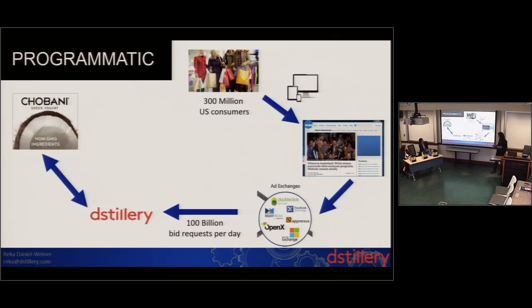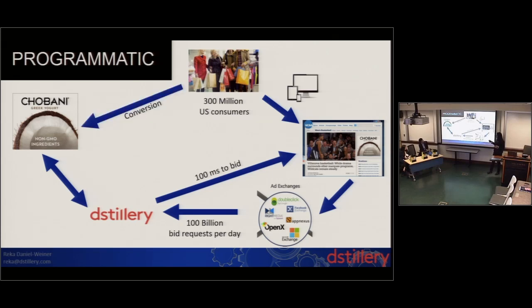So we are also in a relationship with a couple of different clients, in this example, Chobani. And Chobani has asked us to place their ads. So if we determine that this person, whoever went here, is a good candidate for Chobani, within 100 milliseconds, we decide to bid on that space, like you bid on eBay. And if we win the bid, the ad is going to be displayed there. And hopefully that ends up in the consumer interacting with the brand, however you define interaction. That's what we're getting paid for, the conversion.